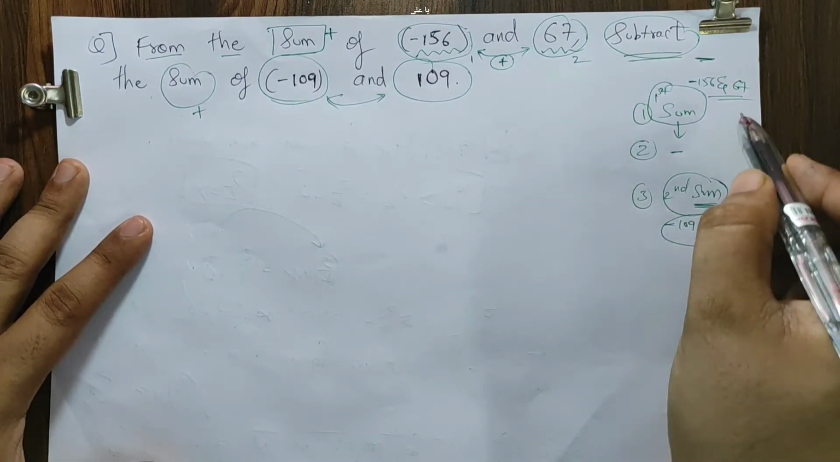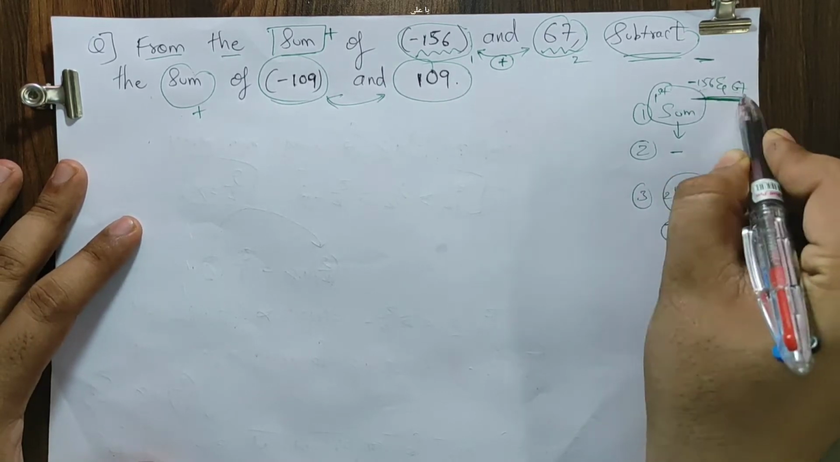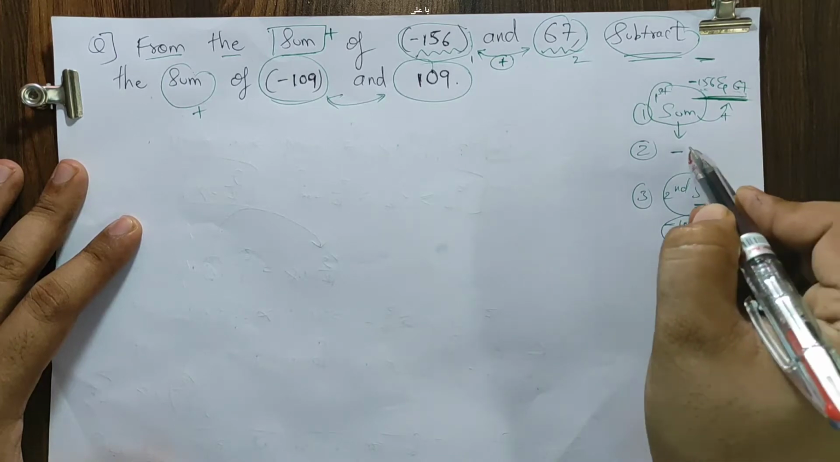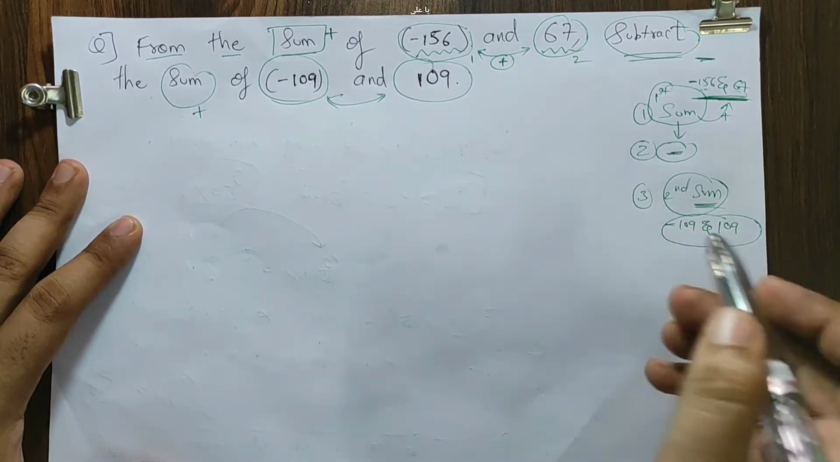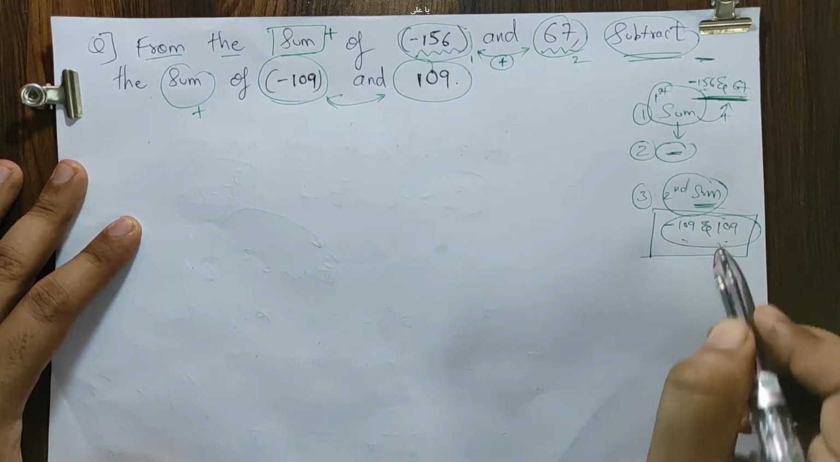So the idea is, from the answer obtained from the summation of these two values, minus 156 and 67, we need to subtract. We need to apply the minus sign. What number do we have to subtract? The answer of the addition, the answer of the summation of these two numbers.